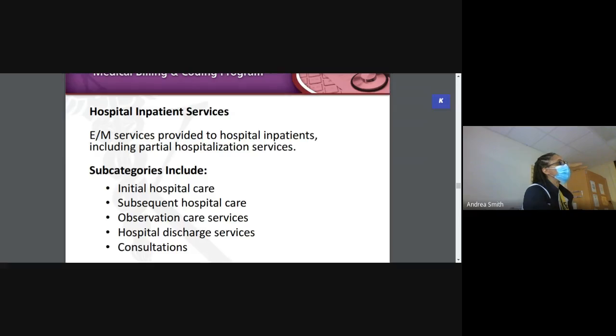From here, this is strictly breaking down every E&M code that we have. We have the hospital inpatient services. These are E&M codes provided to hospital inpatients, including partial hospitalization services. So they've gone to the emergency room and they got admitted. That's considered a partial hospitalization. And then these are all of the categories that you can bill for. I won't go over all of them, but these are the ones considered under this subsection.